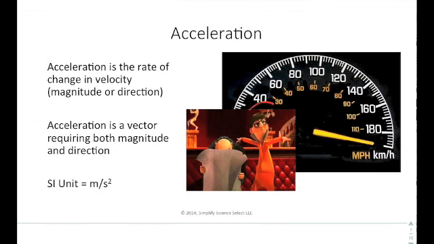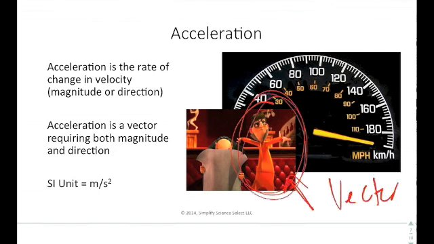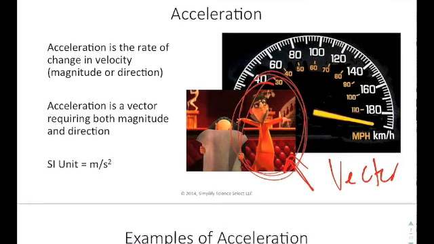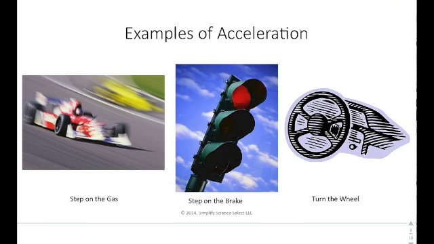Now, the reason why you see this character, I don't know if you remember this guy from Despicable Me, his name is Vector. Okay, and so acceleration is a vector as well. So, examples of acceleration: when you step on the gas, if you're in a car, you're actually increasing your speed or your velocity if you want to look at it that way. So that's an example of an acceleration.